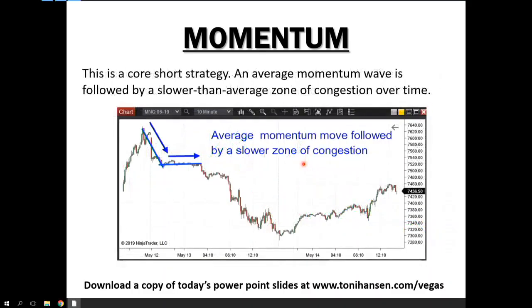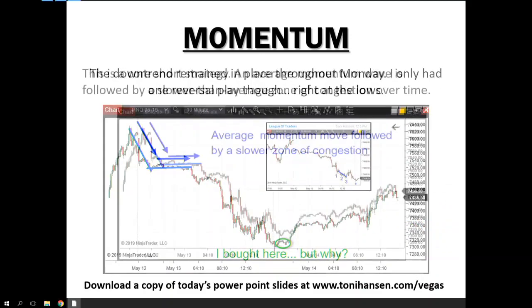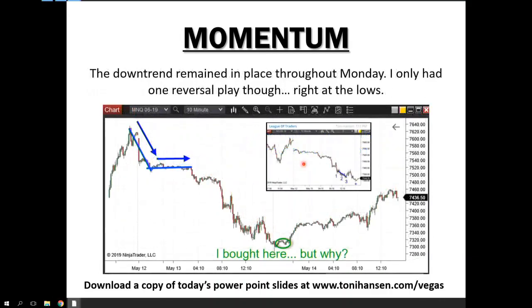We better dig into some of these trades here. So let's see here. Slower than average move leads to a nice breakdown.